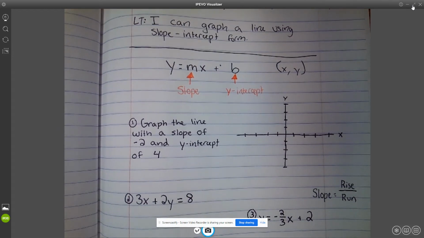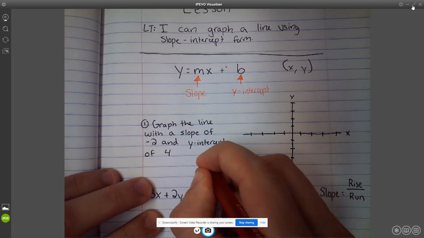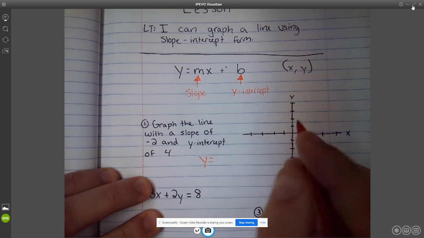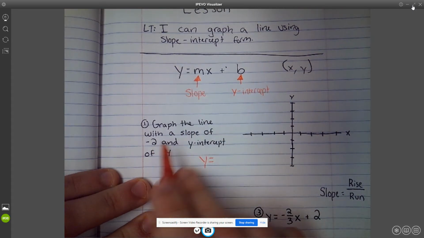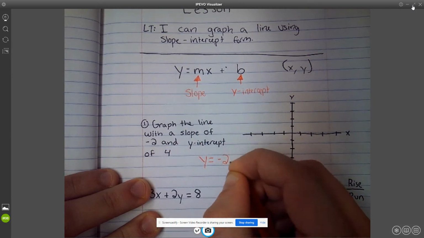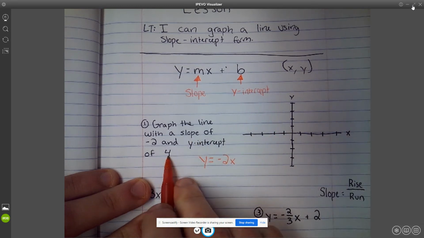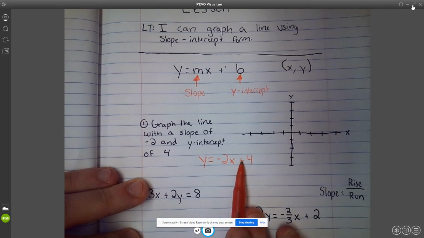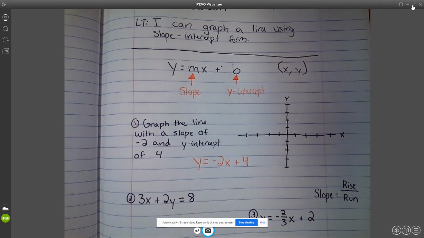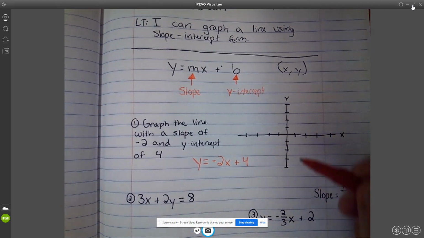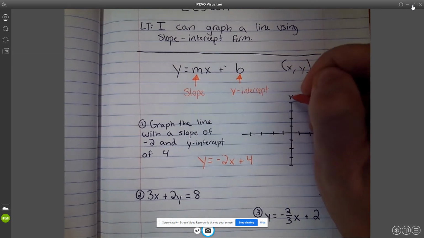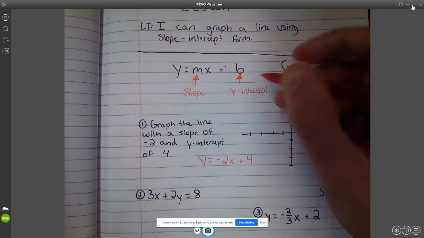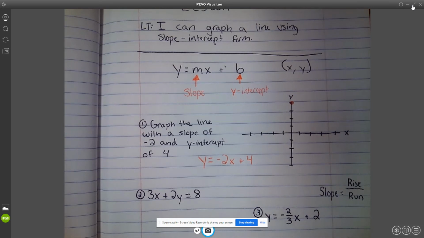So let's kind of have an example. It says graph the line with a slope of -2 and a y-intercept of 4. So first off, I'm going to write that in this y equals mx plus b. So y equals m is our slope, which is -2. So -2 times x. And 4, it's +4, so we're going to add 4. If it was -4, we'd subtract 4. So where it goes to the y-axis is through at 4. So 1, 2, 3, 4. We can put a point there because that's our y-intercept. That's where it goes to the y-axis.